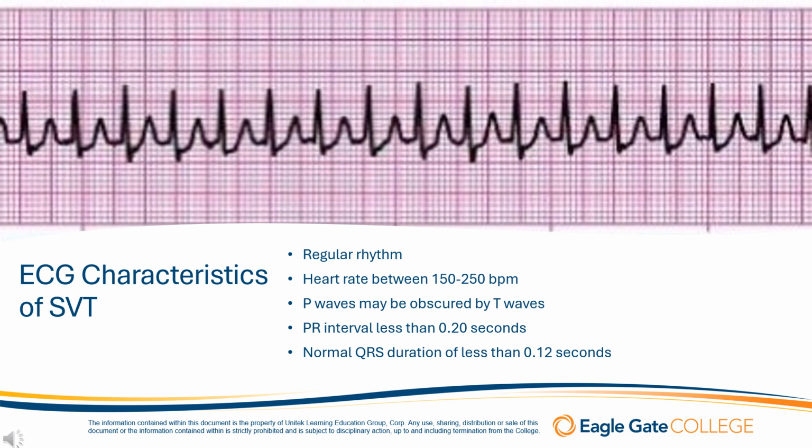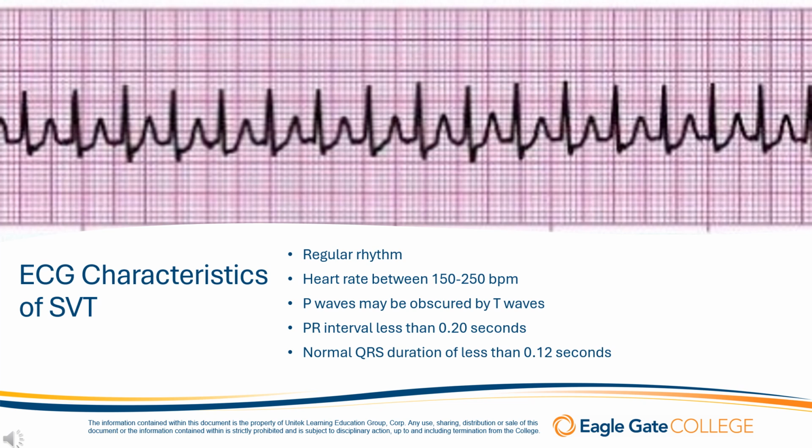The PR interval in SVT is typically less than 0.2 seconds. The PR interval is the time from the onset of atrial depolarization, the beginning of the P wave, to the start of ventricular depolarization, the beginning of the QRS complex. A PR interval of less than 0.2 seconds suggests that the electrical impulses are being conducted rapidly from the atria to the ventricles, which is characteristic of SVT.